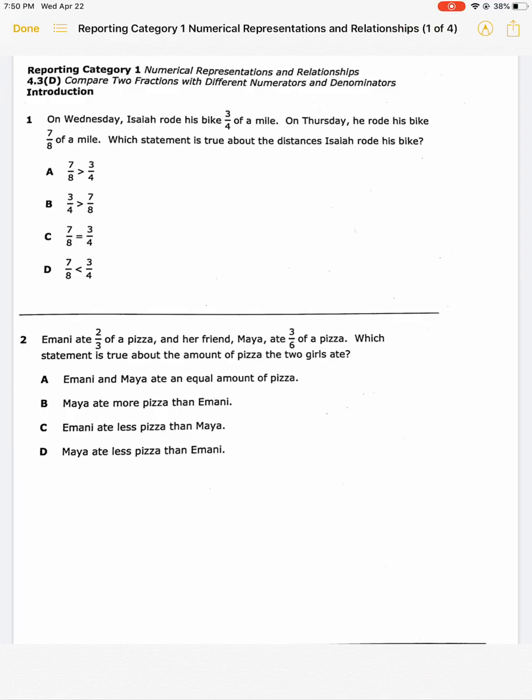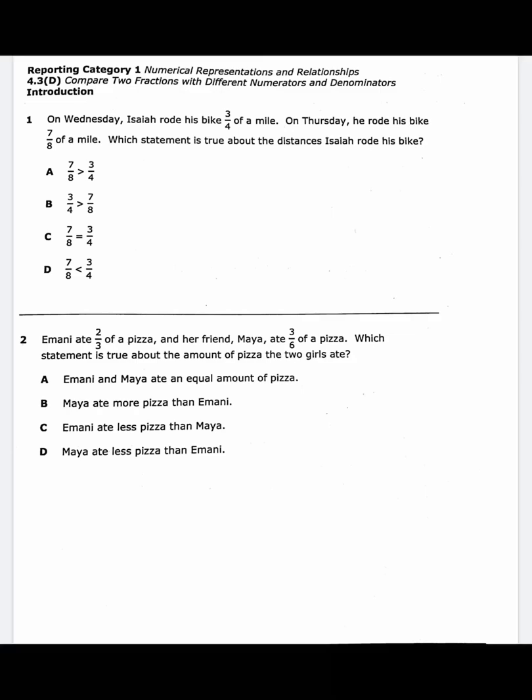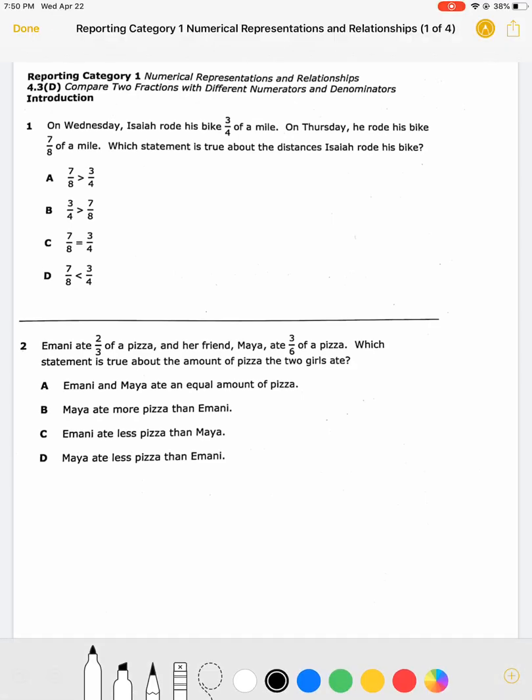I'm going to start with number 2. Imani ate 2/3 of a pizza and her friend Maya ate 3/6 of a pizza. Which statement is true about the amount of pizza the two girls ate? So reread and look back at your question. Which statement is true about the amount of pizza the two girls ate?